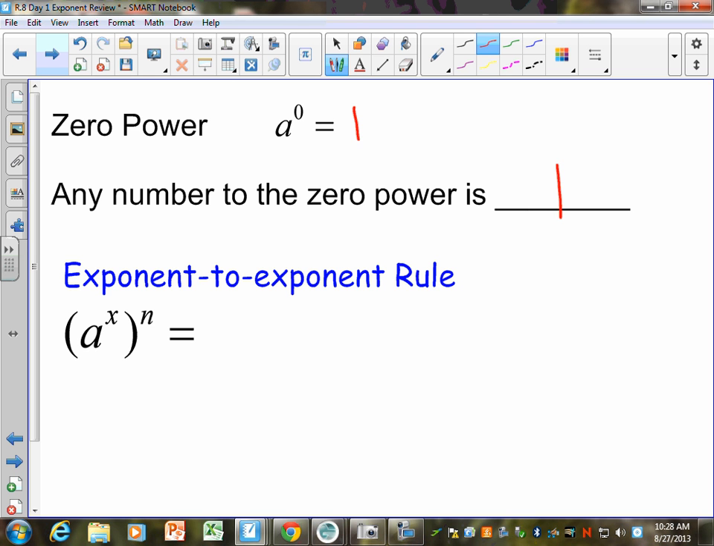A few other rules I wanted to put on here. Exponent to exponent rule. If you have a power to a power right next to each other, you remember what you do to that? You multiply. So the big thing is you got to remember when to add your exponents, when to multiply your exponents. And what we're going to do in a minute, I have one more page of rules, and then we're just going to put all these rules together into one problem.